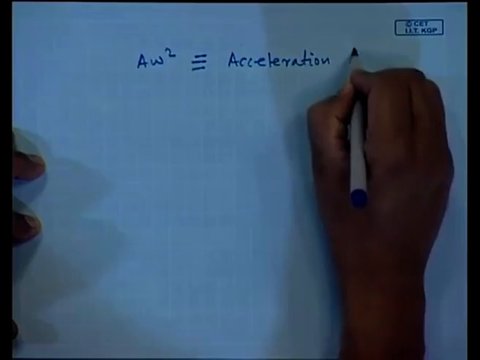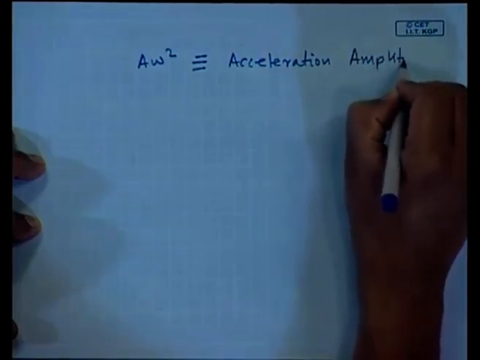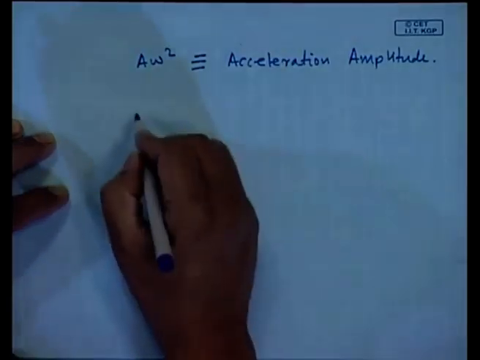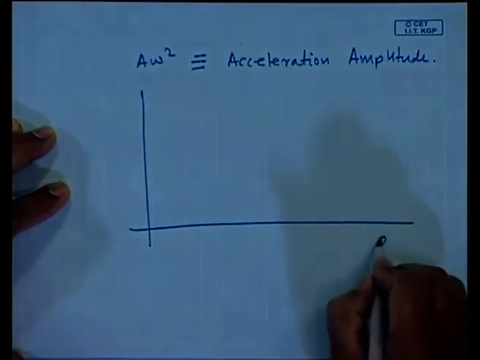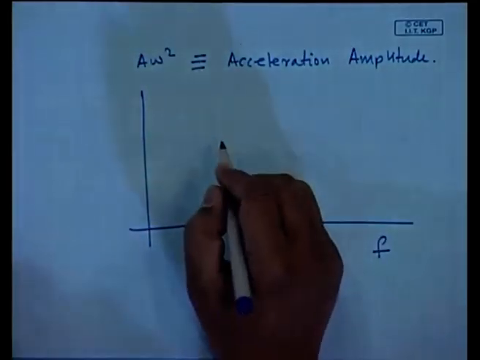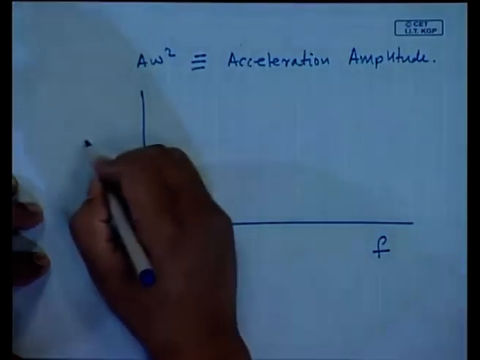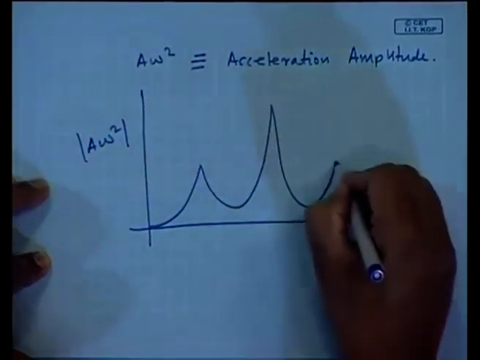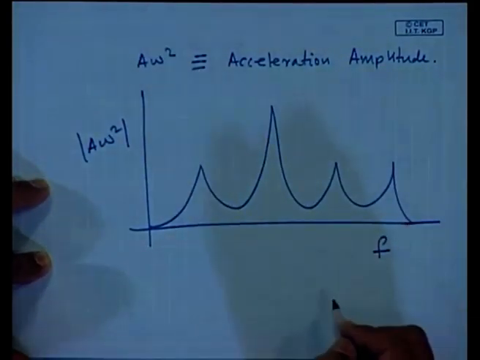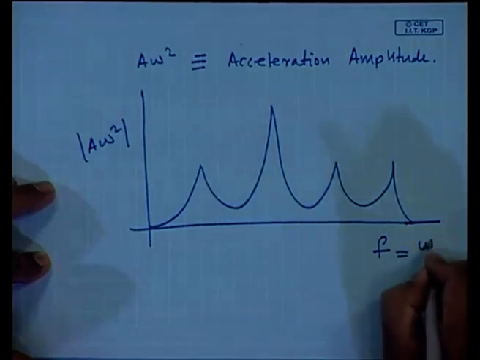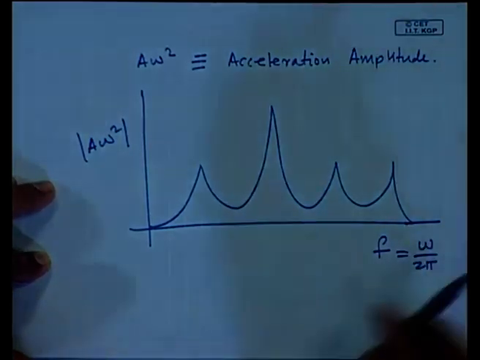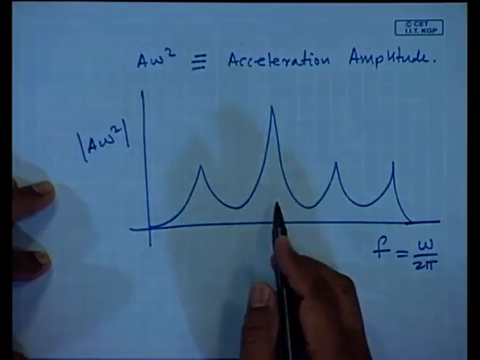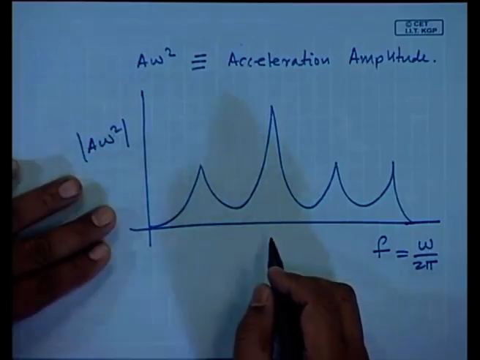acceleration amplitude, which has been measured by an accelerometer. And if I plot the spectrum from the signal which is obtained out of the accelerometer, I may get something like this, right. So, this is equal to omega by 2 pi. Such a spectrum you can very easily obtain by doing frequency analysis or Fourier analysis of the vibration signal which you have measured from the transducer.